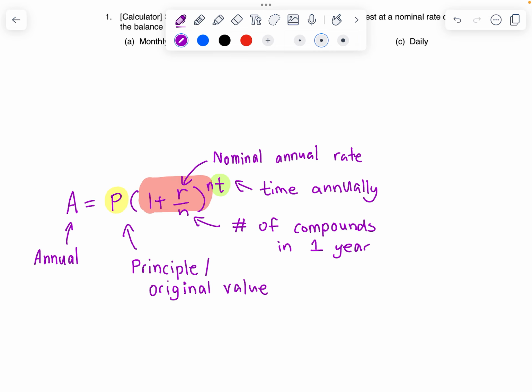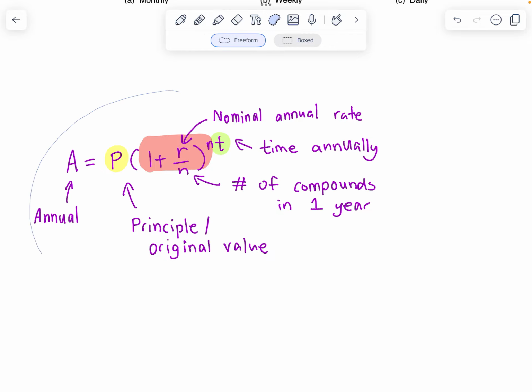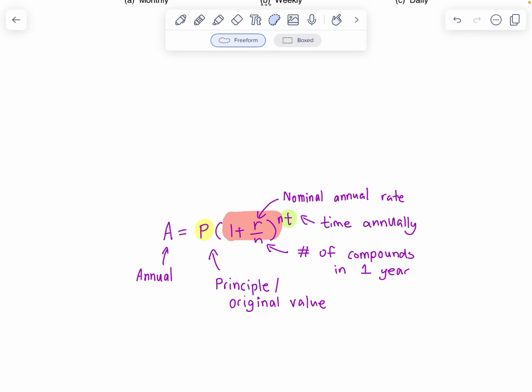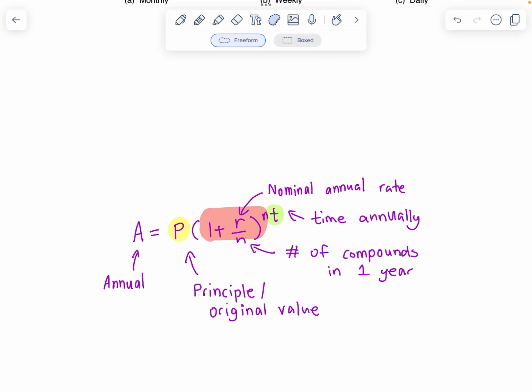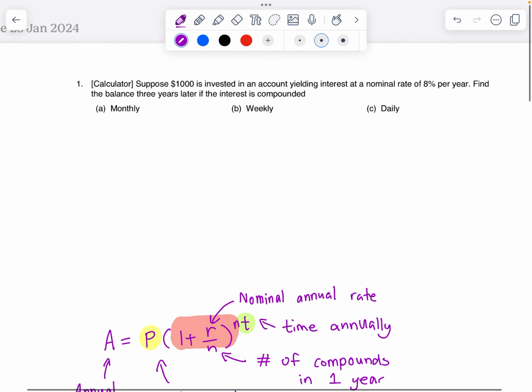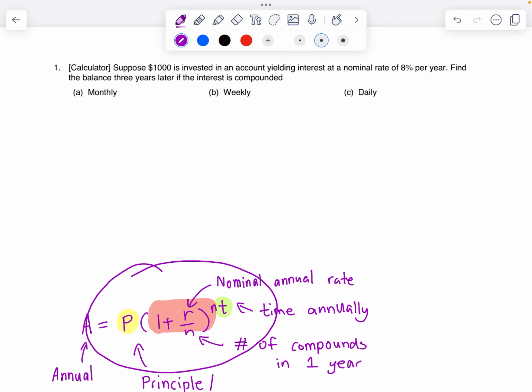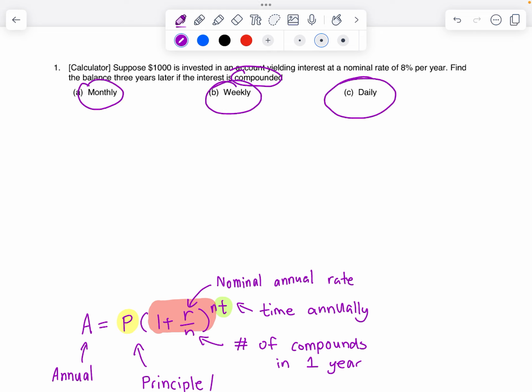Alright, I know this looks super confusing. I remember the first time I did it, I was drowning because it's so confusing. But don't worry, let's take a look at an example and work through it using this formula. Suppose you have $1,000 invested in an account yielding interest at a nominal rate of 8% per year. Find the balance 3 years later if the interest is compounded monthly, weekly, and daily.